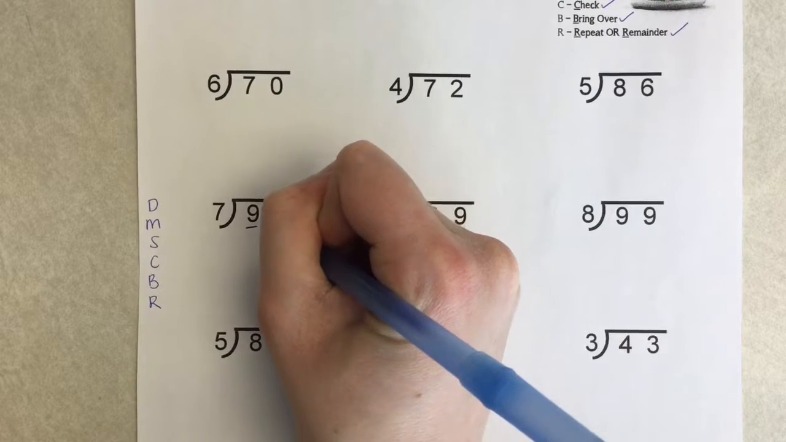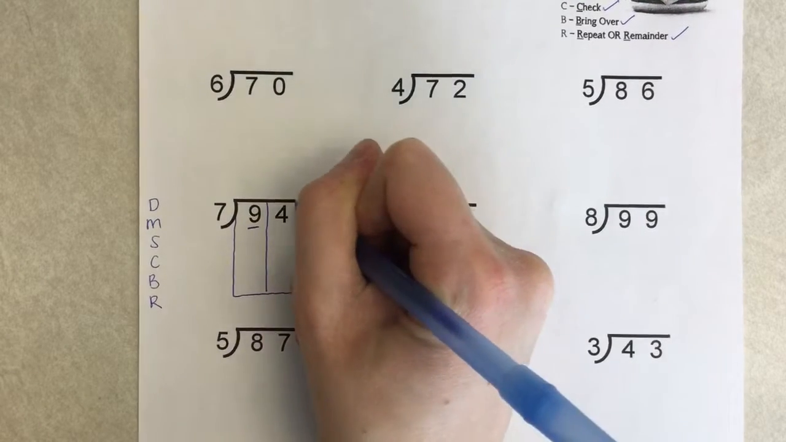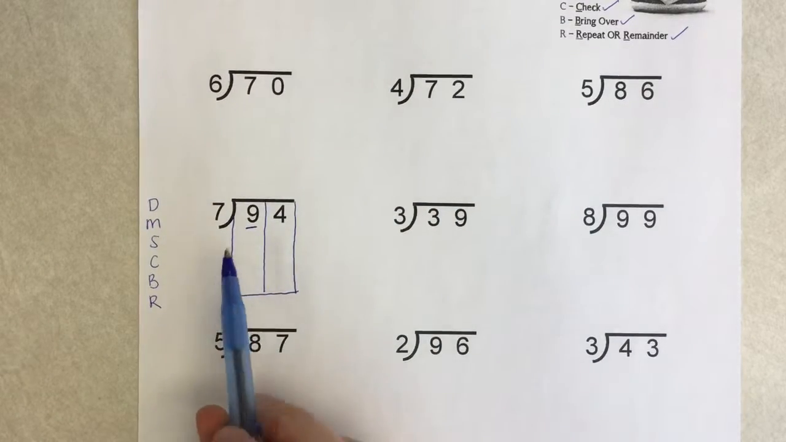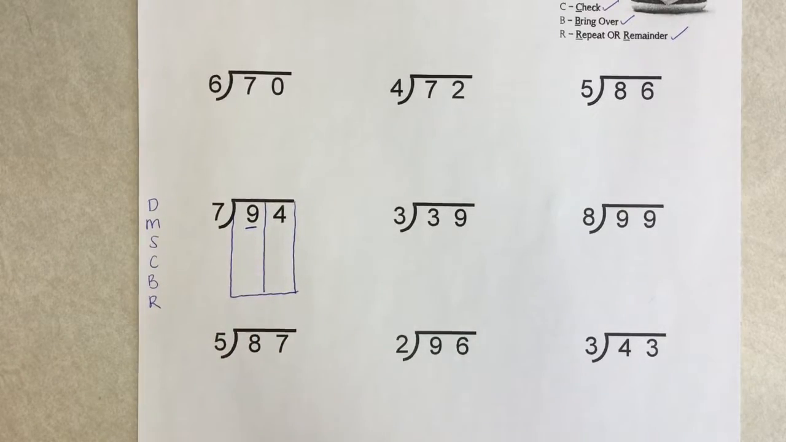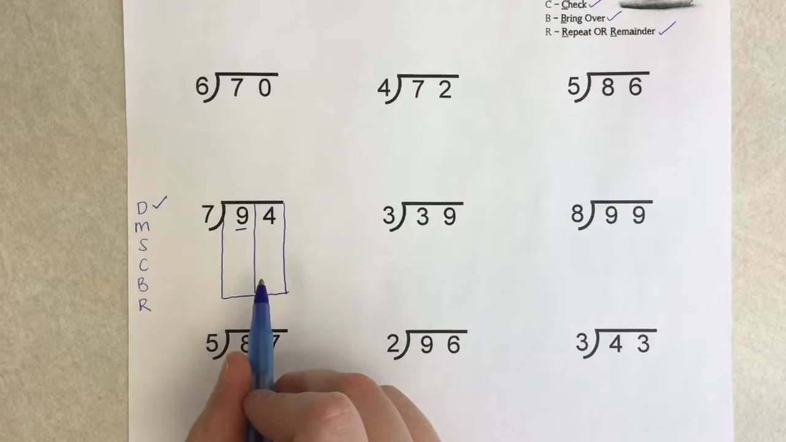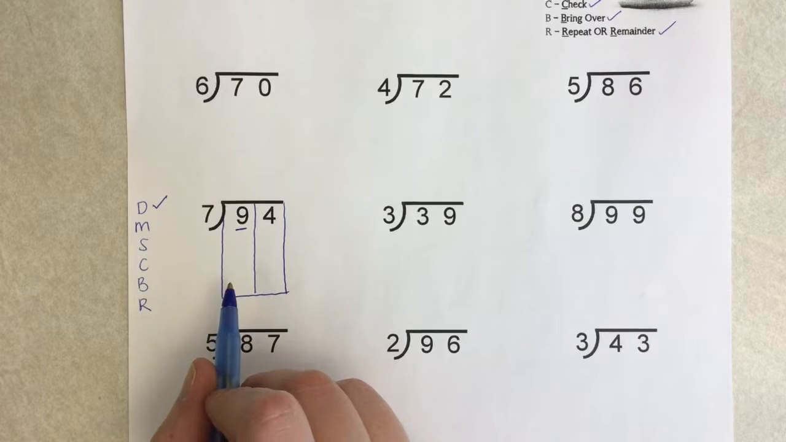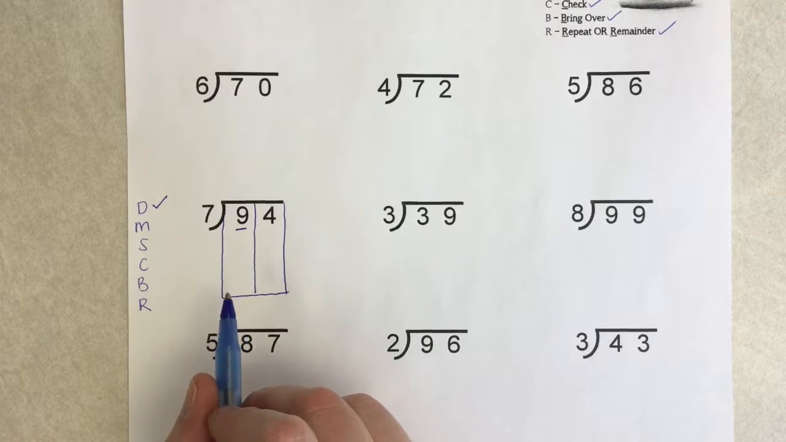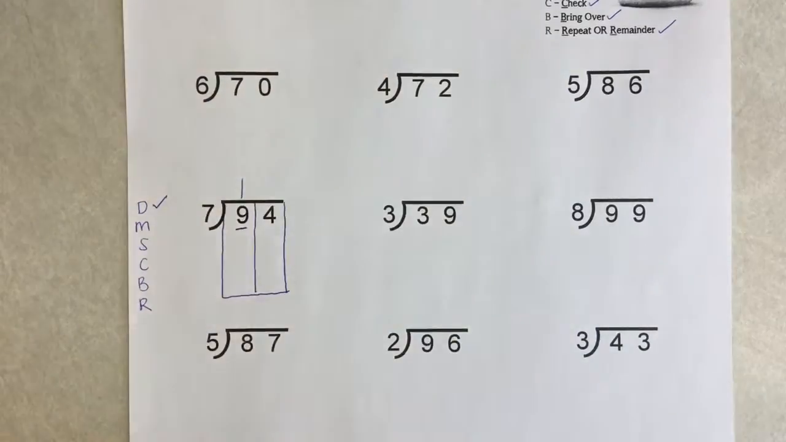So I'm going to draw a box to separate my 9 and my 4. And this box tells me that I'm going to have to go through my checklist 2 times, one for the 9 and one for the 4. So starting with the 9, I need to determine 7 times what is going to get me close to 9 without going over. I know 7 times 1 equals 7. That's pretty close to 9 and doesn't go over. 7 times 2 is 14. Too big, it goes over 9. So I'm going to put my 1 here.